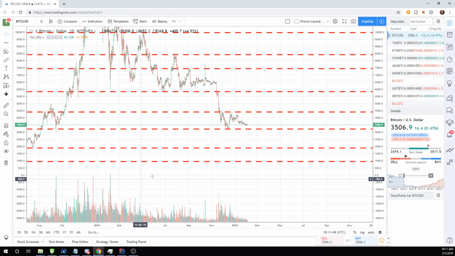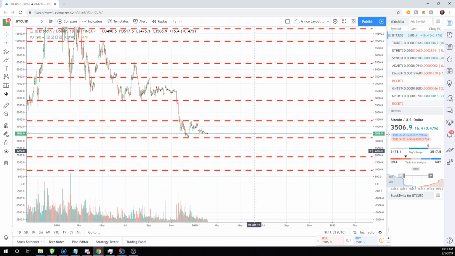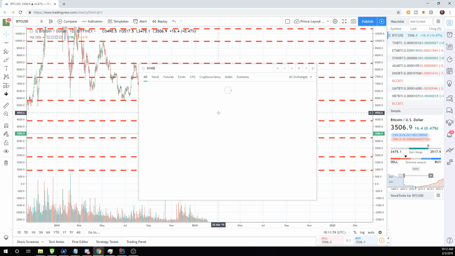Can we find another level under 1,000? Yeah, we can sit here and find those levels all day long. Let's move on now. Had a suggestion for Raven Coin, RVN, BTC. This is an interesting one.